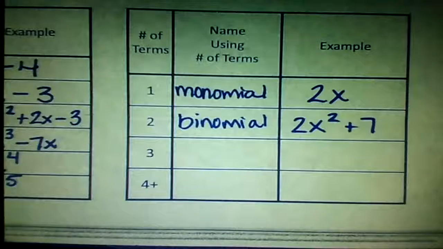All right. So we've got monomial. We've got binomial. We've got trinomial. Three terms is a trinomial.